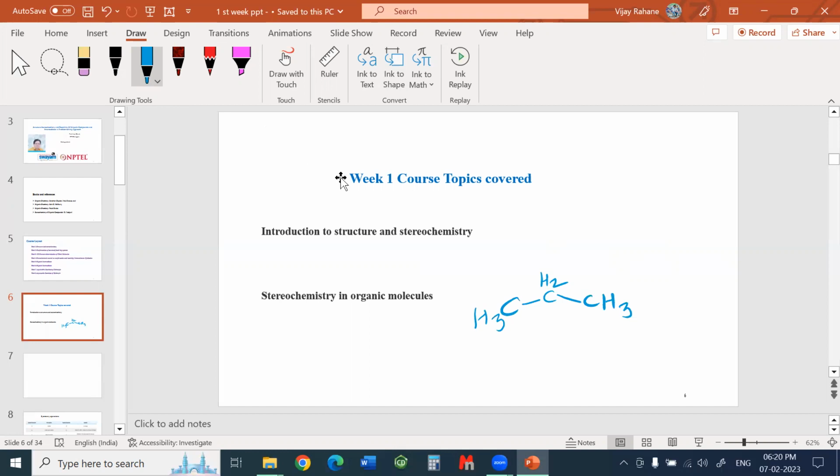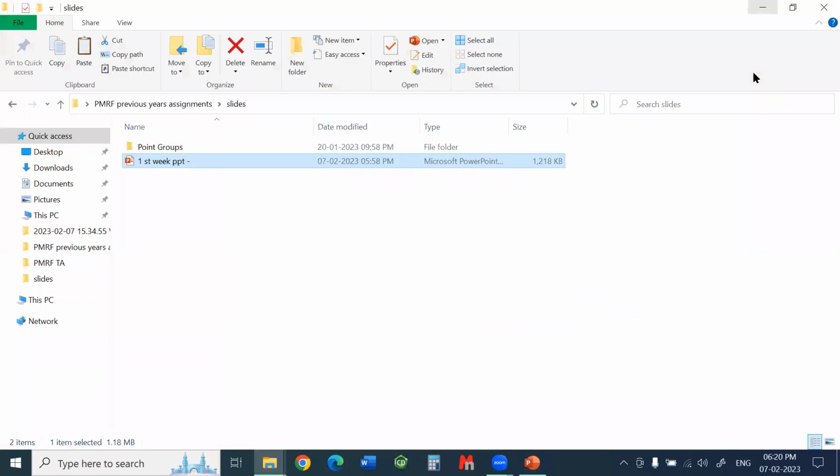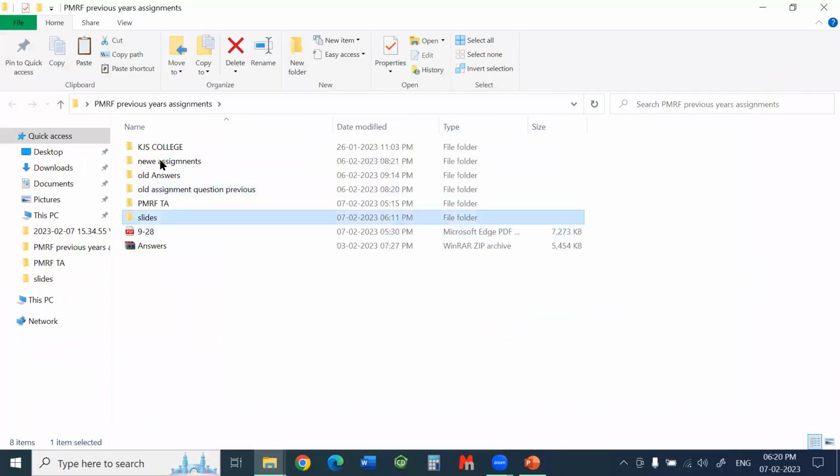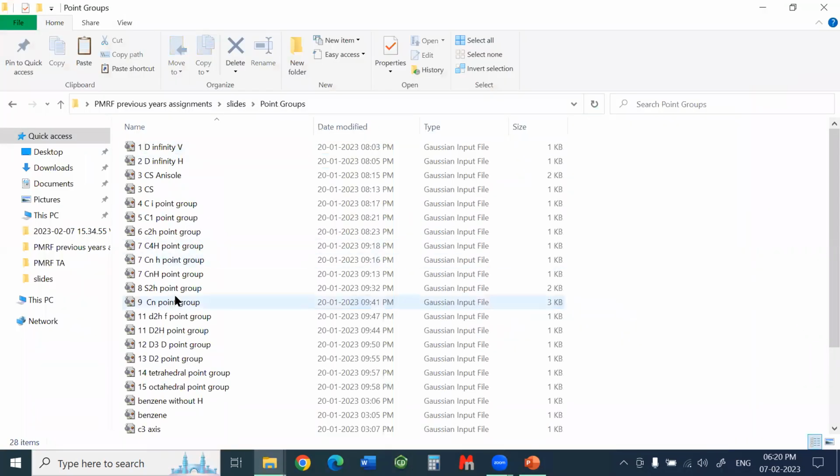This we can see with some advanced software like Gaussian. Hope you are able to see my screen. I will show a simple example here.